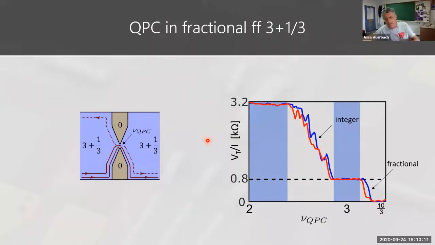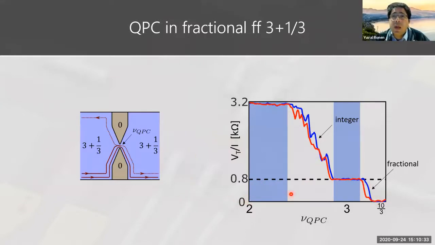This last step is between 0 and 1/3 or between 3 and 3 plus 1/3. So it's between 3 plus 1/3 to 3. Because when you say 0 on the y-axis, what does it mean? I mean, I thought. Yeah. I'll explain it.